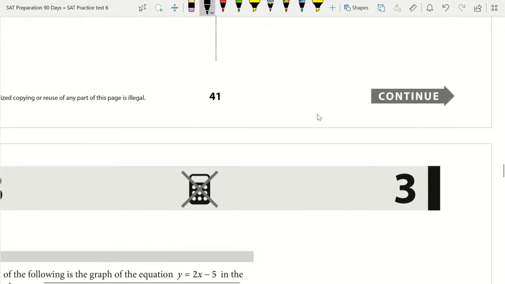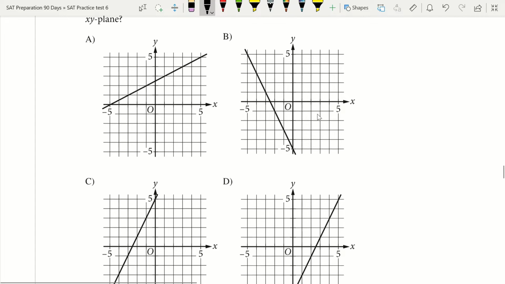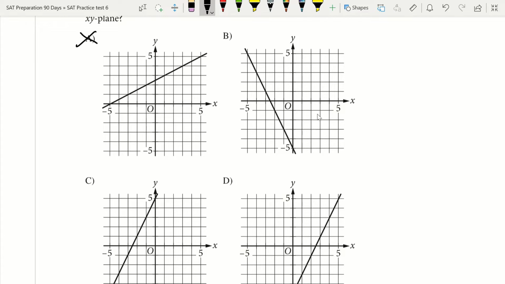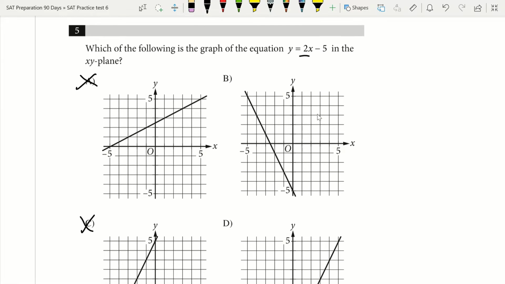All right, number 5. Which of the following is the graph of the equation y equals 2x minus 5 in the xy plane? This minus 5 means I'm going to have a negative y-intercept, or a y-intercept below 0. I don't have that in A, so I can get rid of A. I don't have it in C, so I can get rid of C. I have it in B and D. Now what is my slope? It says that my slope is 2x, which is a positive slope. I see B has a negative slope, so B is wrong.